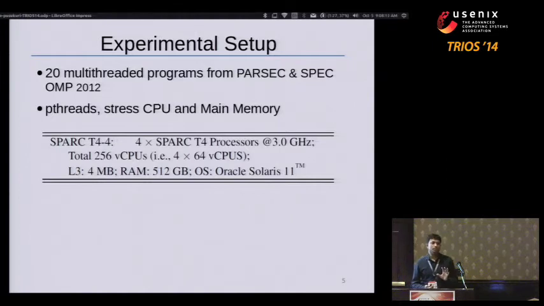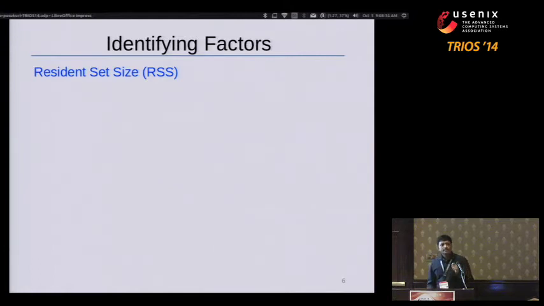To identify the important factors that correlate with working set size, we first studied 20 multi-thread programs from PARSEC and SPEC OMP. These programs are based upon pthreads, and they stress only the CPU and main memory. And we use a SPARC T4-4 running Oracle Solaris 11. Resident set size is how much memory the process currently has in main memory. Although resident set size is strongly correlated with working set size, it is skewed because it also includes shared libraries and other types of memory.